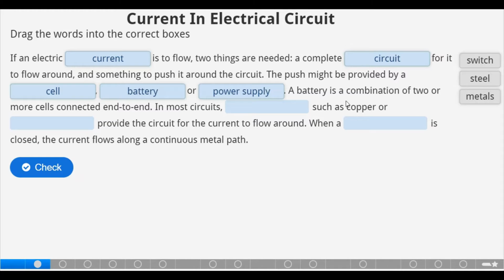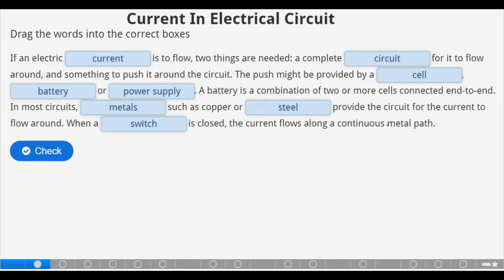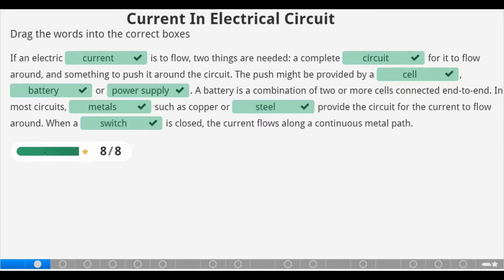In most circuits, metals such as copper or steel provide the circuit for the current to flow around. When a switch is closed, the current flows along a continuous metal path. Let's check. That's correct.